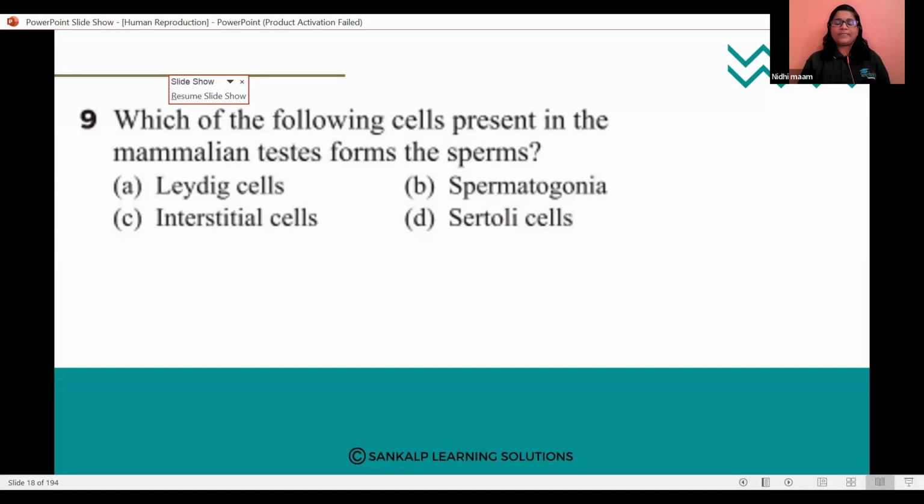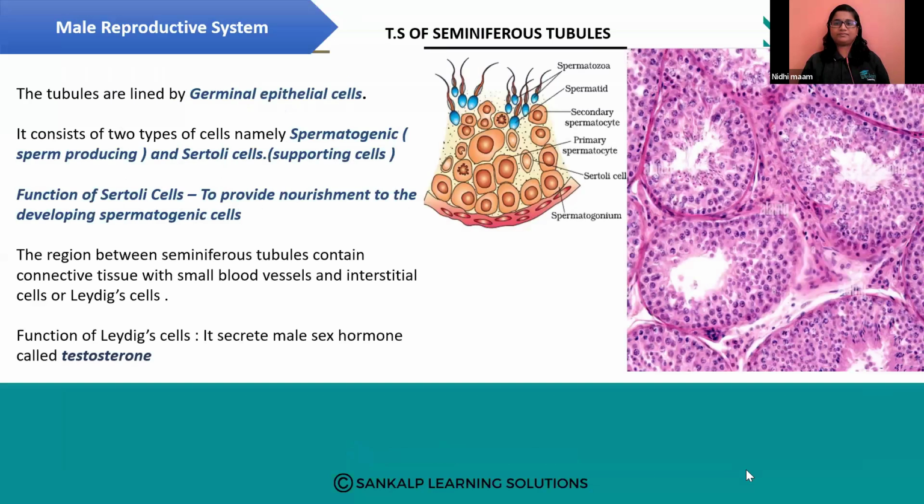So guys, when you see this diagram here, observe this diagram carefully. Here, the spermatogonia or sperm mother cells will undergo spermatogenesis and become sperms. And the Sertoli cells are involved in providing nutrition to the developing sperms.